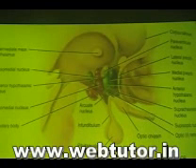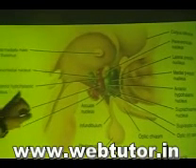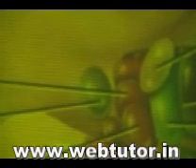If you look over here, this is your posterior hypothalamic nuclei, and these are your mammillary bodies. This part is your mammillary region.